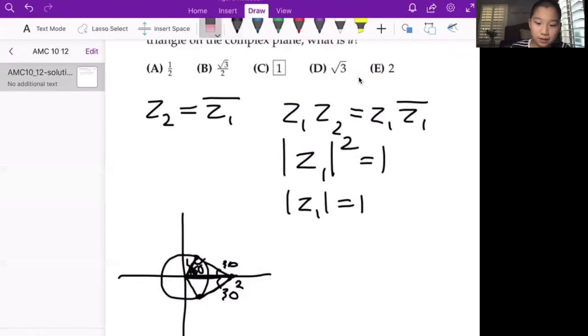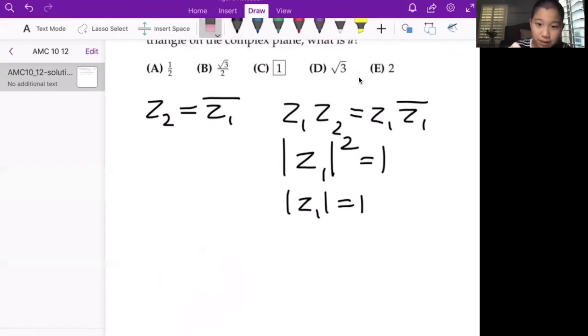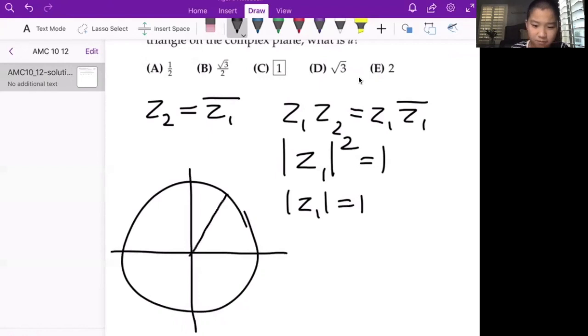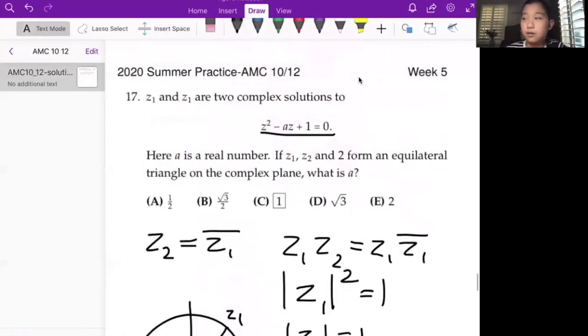So now let's zoom in a little bit on the unit circle. We don't need to worry about 2. We know this is 60 degrees. So let's just remember that, and I'm going to draw this bigger now. So Z1 is on the 60 degree line, and then Z2 is right here on the negative 60 degree line.